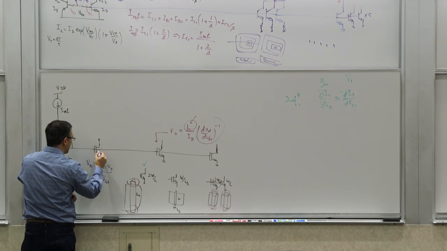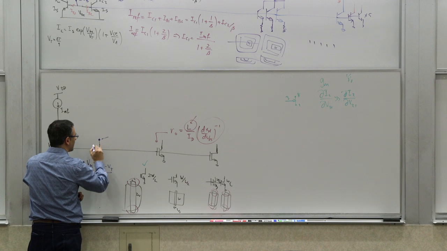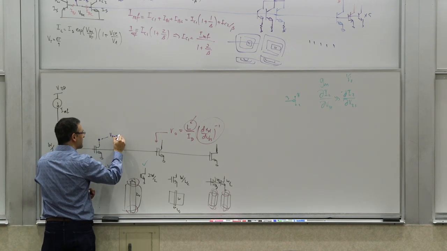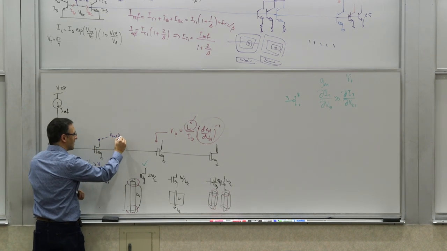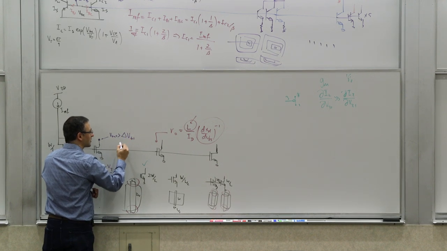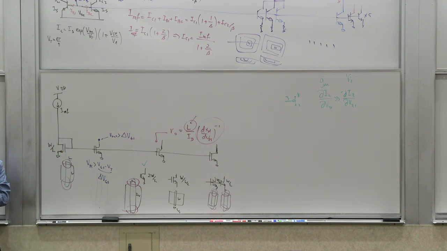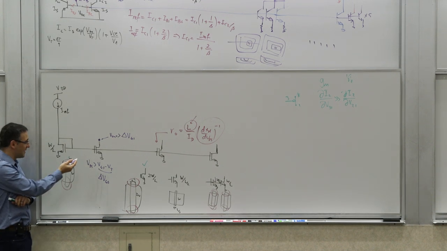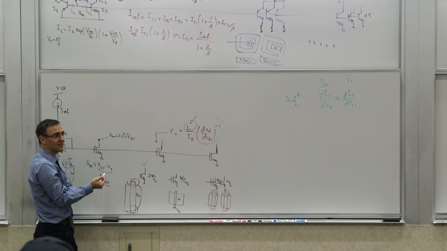So essentially, what is the lowest this can be? This V out has to be greater than what? Delta VGS, the gate overdrive. Now, what is delta VGS numerically? Unlike the BJT, where it's like 0.1, 0.2 volts, it's kind of a fixed thing; this is dictated by the current and the dimensions.